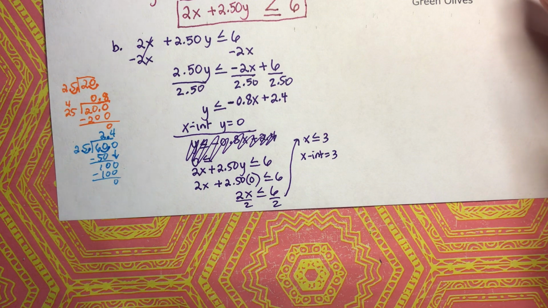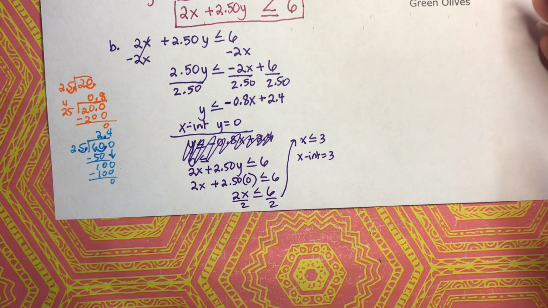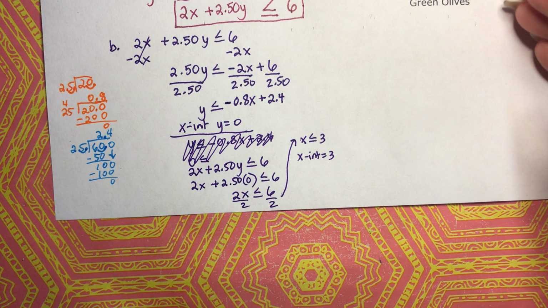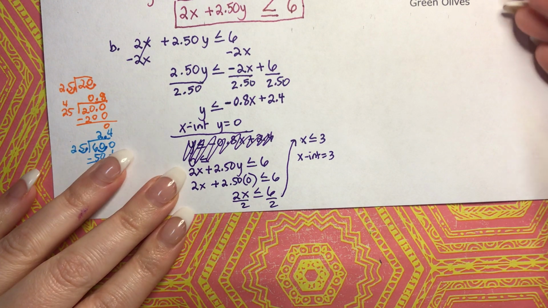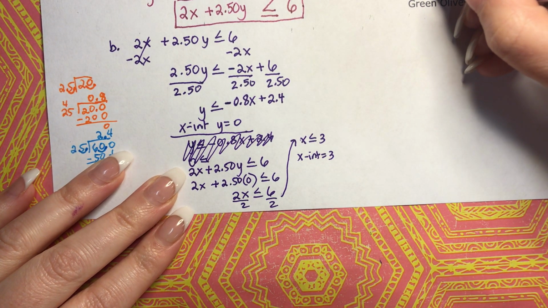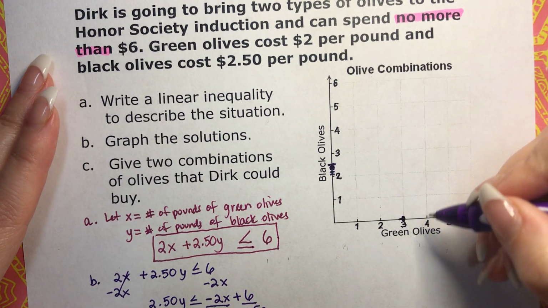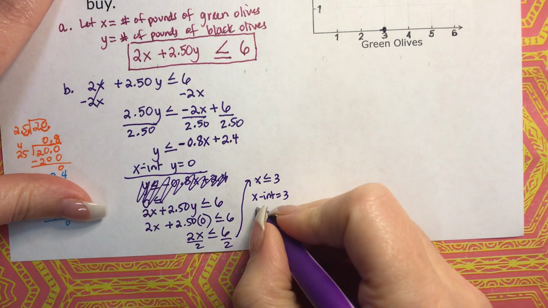Which would be right here. Yeah, okay. So, yes, we're going to say that that x-intercept is right here at 3. That's where it intersects. Remember, the x-intercept is always 3, 0.